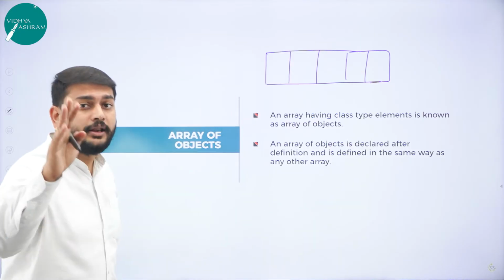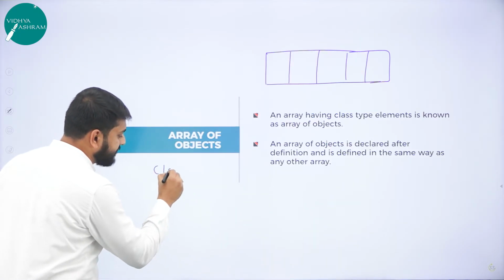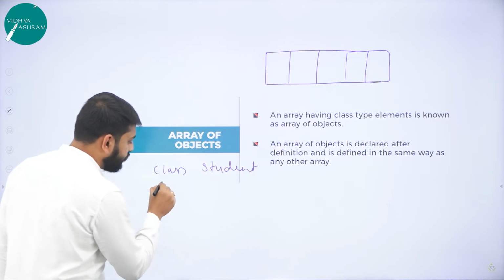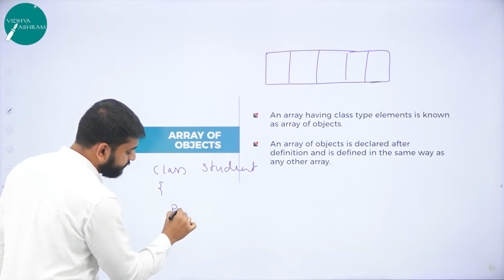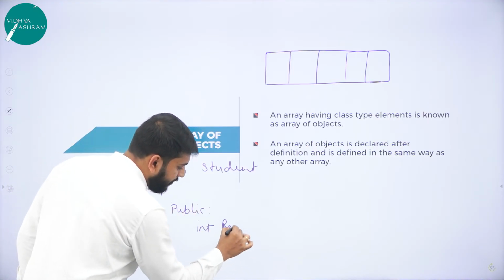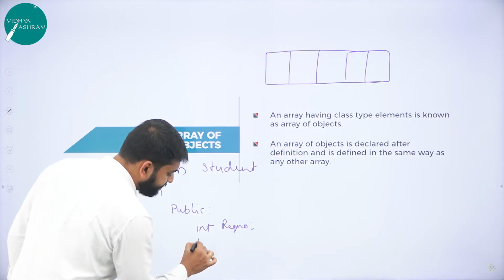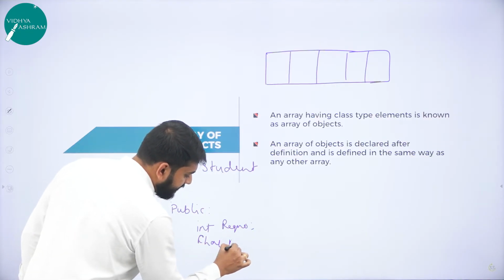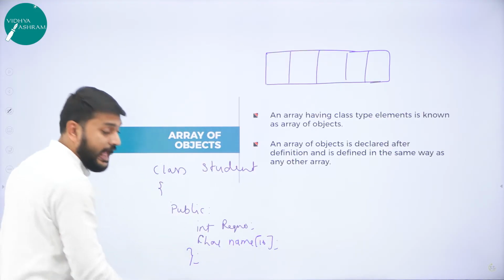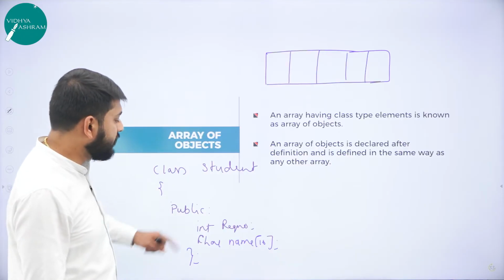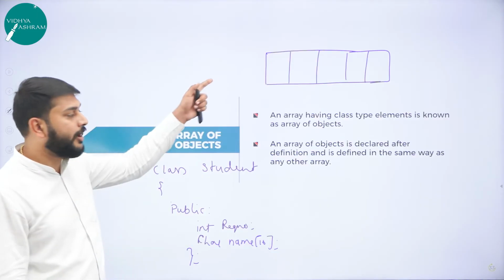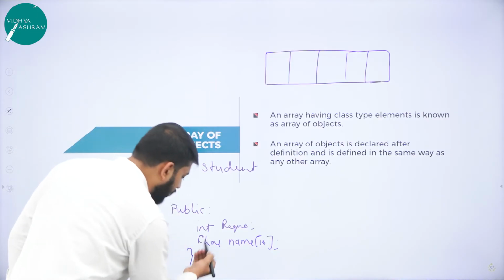Yes or no? Remember, I have a class, and the name of the class is student. Inside this public section, you have register number, and then you have a character array, that is name. So this is what you have as of now in my example. So my dear students, what am I doing? I am creating an object of type array.